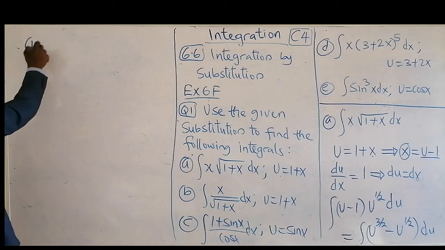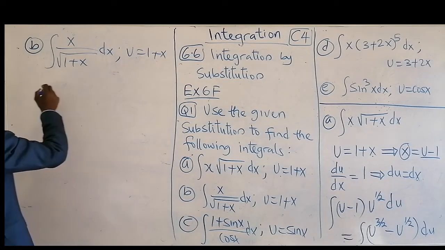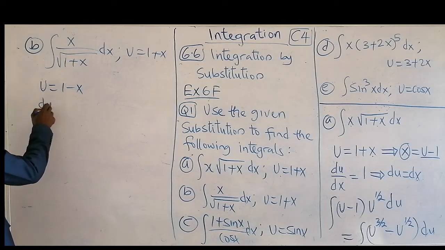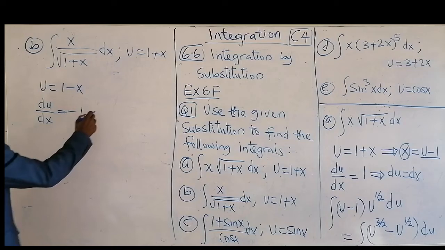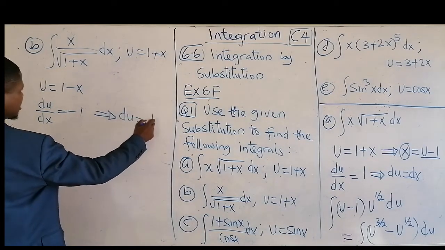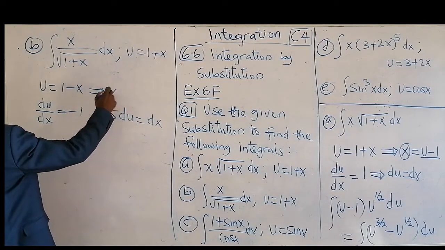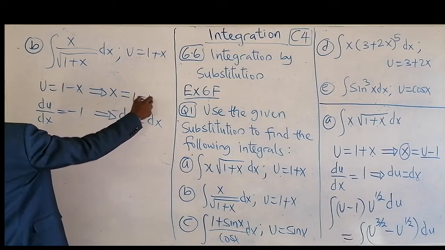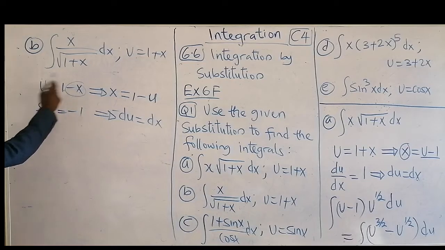The b part. So we are told to use u equal to 1 minus x. So let's get du by dx. So du by dx is minus 1. And this implies du is equal to minus dx. So minus du is equal to dx. And here you can make x the subject: u equals 1 minus x. Move this minus to the other side, then you have 1, move this u to the other side.